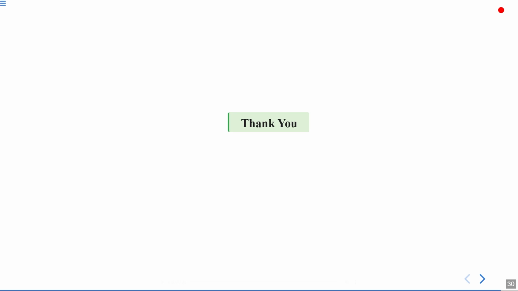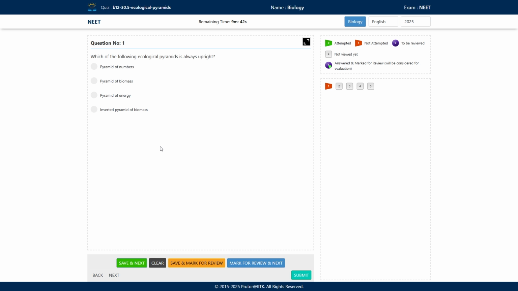Okay, so with this, we have completed the theory. Now let's discuss the DPP related to this topic. Let's begin with the first question. Which of the following ecological pyramids is always upright? So you have 4 options. You have to select the correct answer from these options. First one is pyramid of number, pyramid of biomass, pyramid of energy, and inverted pyramid of biomass. What will be the correct answer?